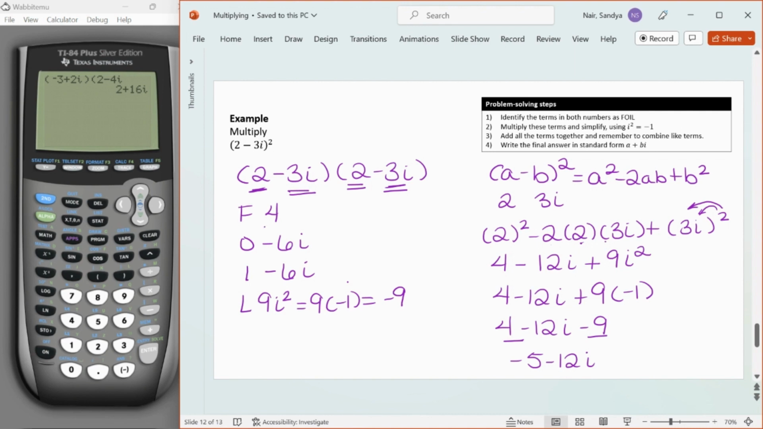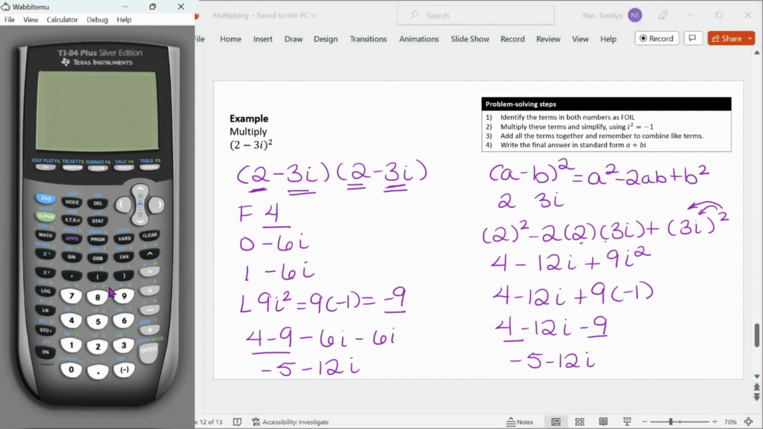When we add up all our terms, we have 4 plus negative 9, right? Because those are our constant terms. And then we have minus 6i and minus 6i. When you combine these, 4 minus 9 gives me negative 5. Minus 6i minus 6i gives me minus 12i. So same answer. A third way to solve this problem is to just type it into your calculator.